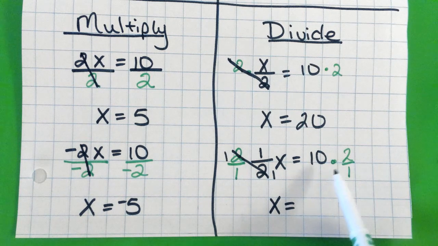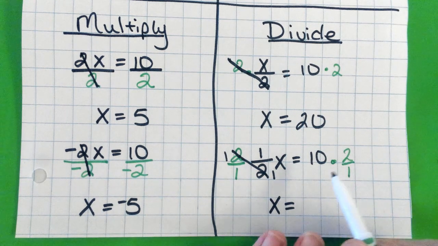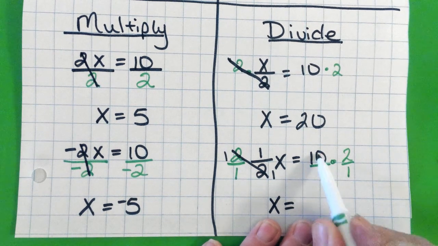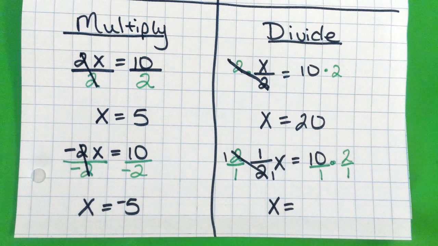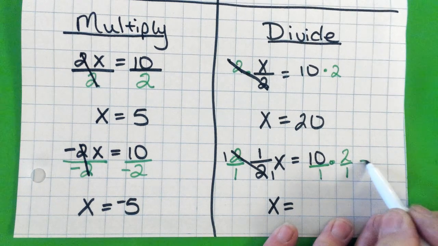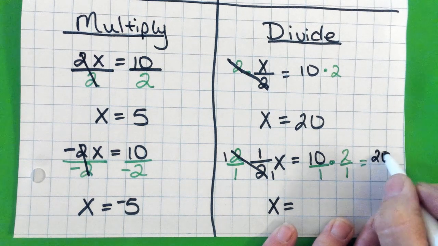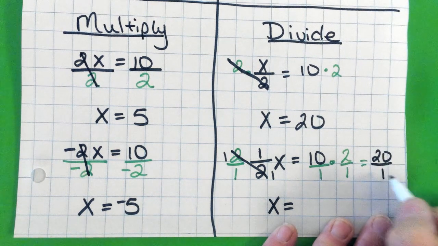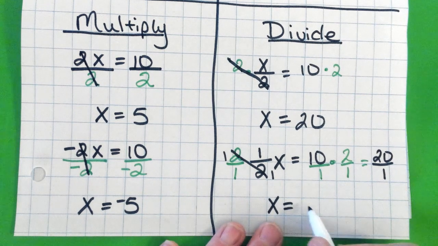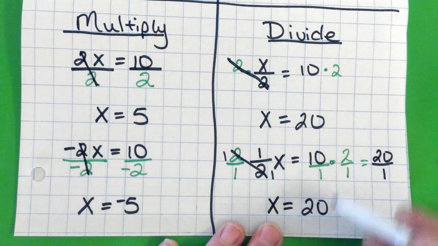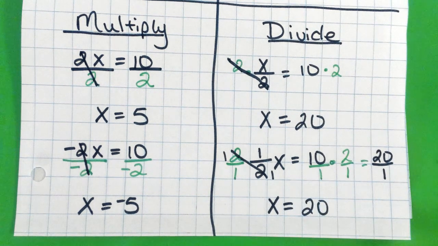It's the top times the top, and there's no bottom. So what do I put? I put a 1. 10 over 1 still equals 10. So top times the top, that's going to equal 20. And bottom times the bottom, 1. 20 divided by 1 is 20. So you'll get the same answer either way, but I like the top one. It's more efficient. Okay, let's get started on some practice.